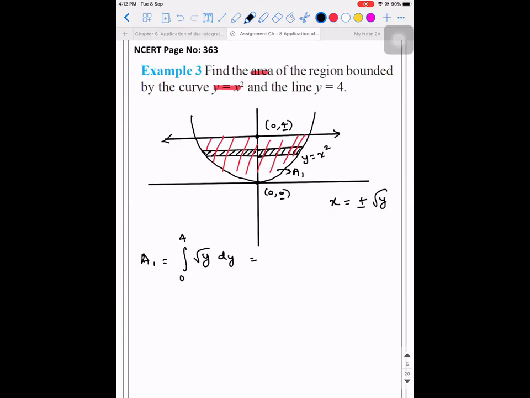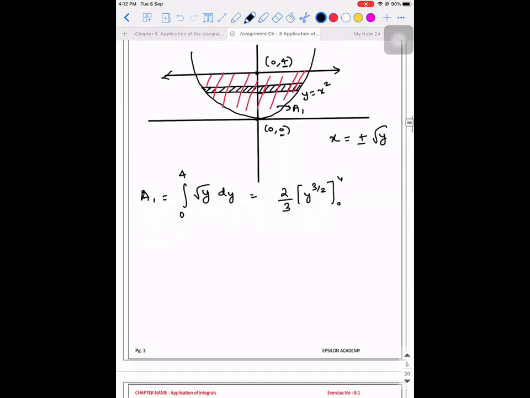You'll get 2 by 3 into y power 3 by 2. The limits of y, if you substitute 0 to 4, is 2 by 3 into, substituting the upper limit, 4 power 3 by 2, which is 8. It is 16 by 3. But what is the total area? 2 times 16 by 3. So it will be 32 by 3.